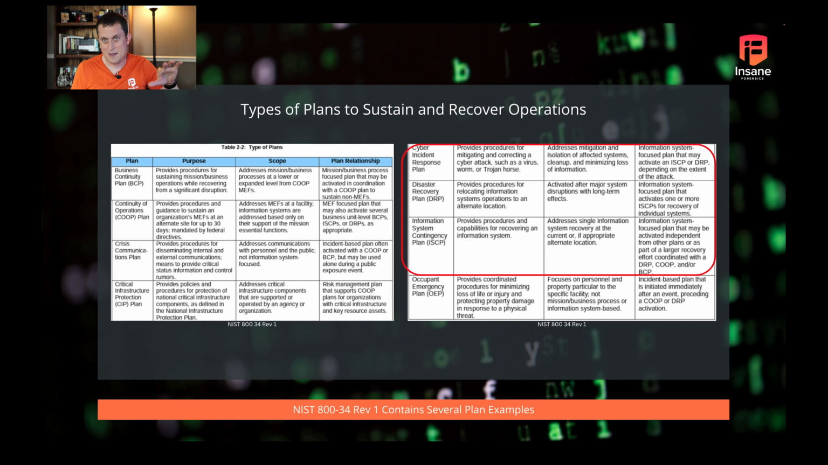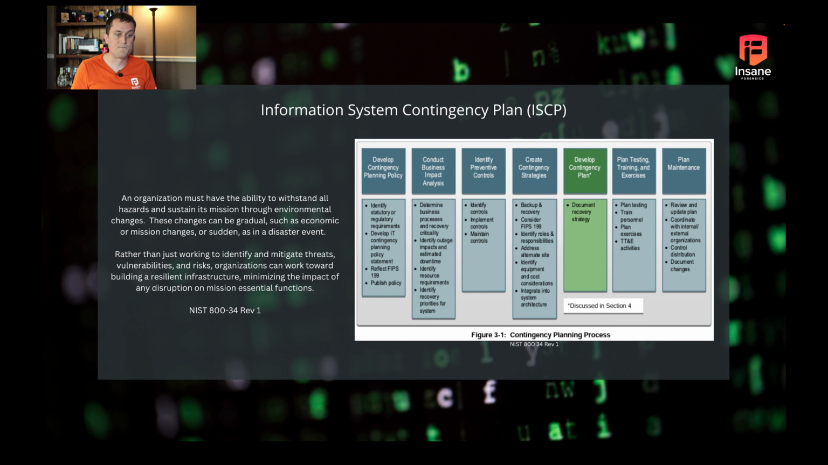Because again, you don't just want an incident response plan. You also want that information systems contingency plan, so you can really think through and work through how to integrate and how to get that part of your business back together. So again, the information system contingency plan, you can look on the left there. It's important to have a plan to withstand hazards and sustain missions.